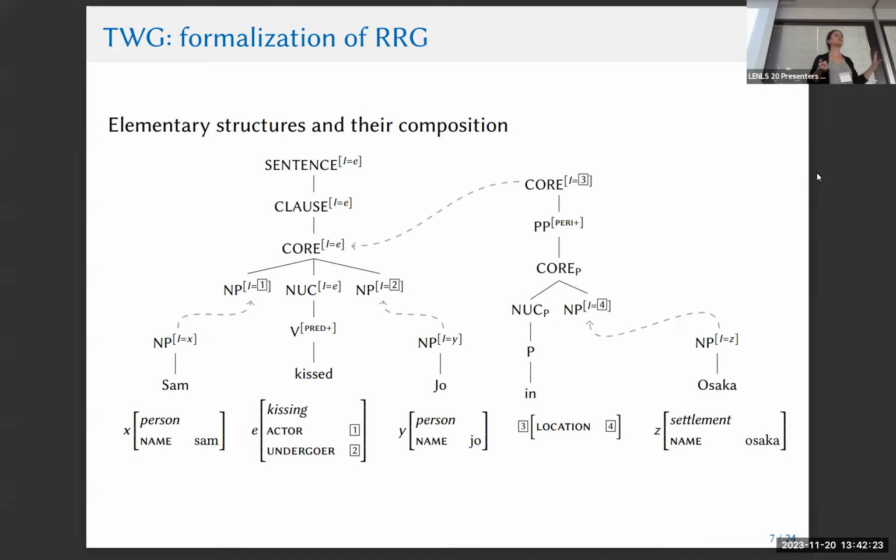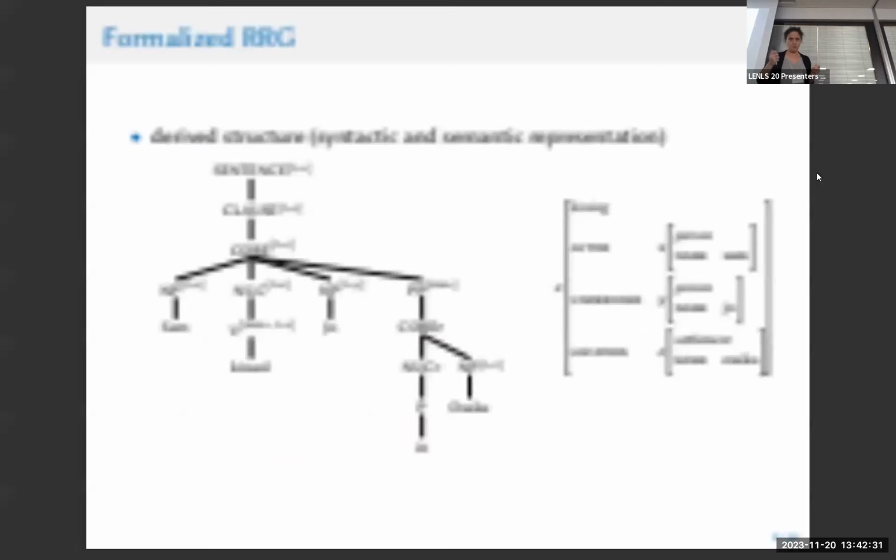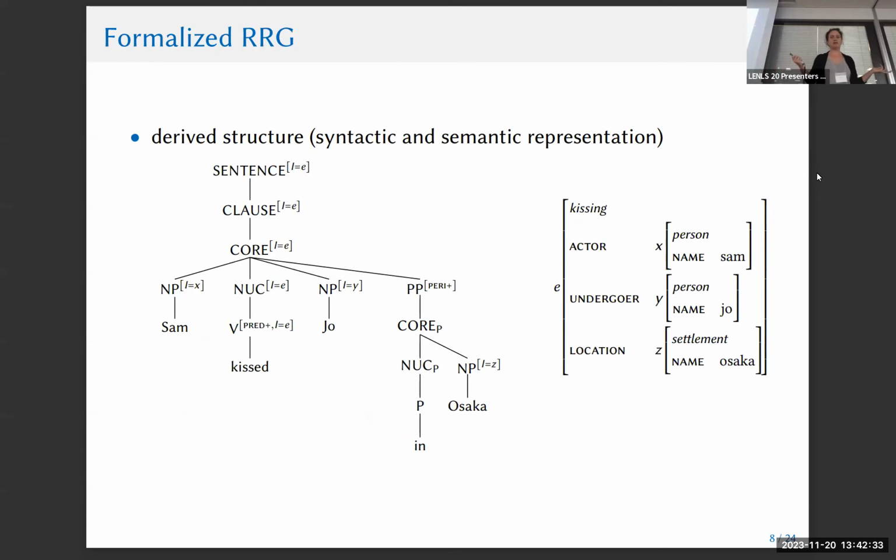And this is a different way to implement compositionality, but it does implement compositionality. So it is compositional. And then what we get is a derived structure with a syntactic tree paired with a semantic representation. I also should point out, if I'm pointing here, you don't see what I'm pointing at, but I think you can find it on the slides, it's pretty clear.